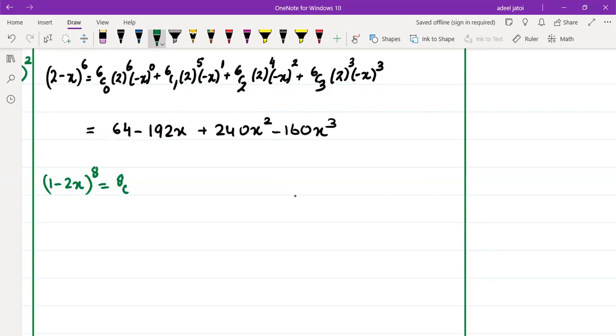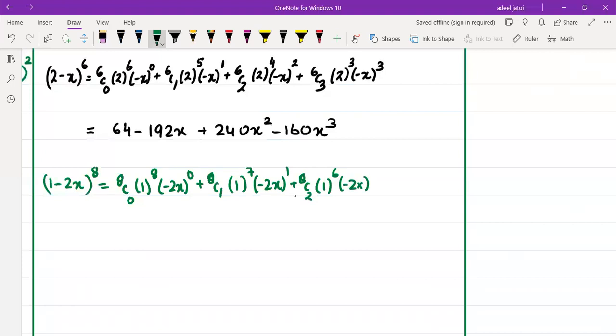So this is 8C0 1^8 (-2x)^0, 8C1 1^7 (-2x)^1, 8C2 1^6 (-2x)^2, and lastly 8C3 1^5 (-2x)^3. If we open this down, the answer for this will be 1 - 16x + 112x^2 - 448x^3.